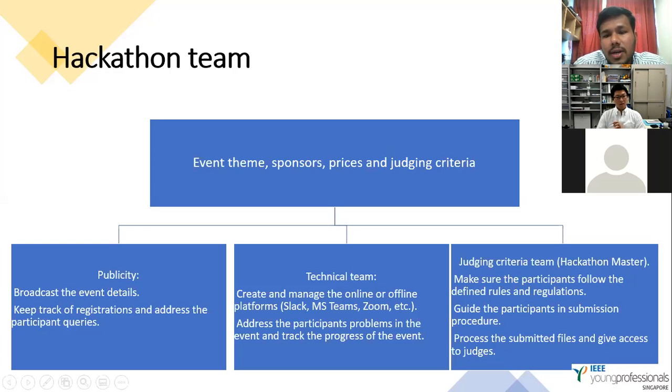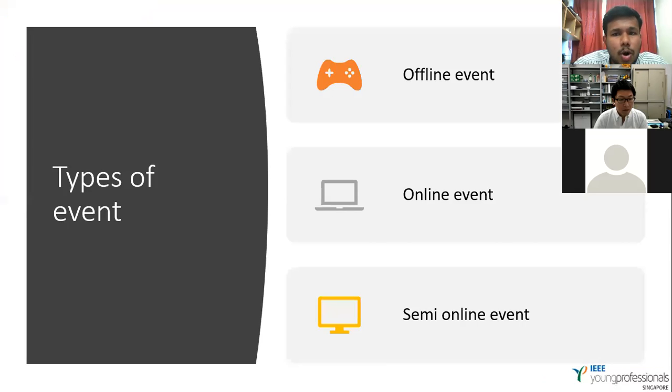And next, we should have a separate team who look into judging criteria, who can make sure the procedure of submitting the results is going well, and who can make sure the judges are there and they are doing the judgment. So hackathons are of 3 types: offline event, online event, and semi-online.